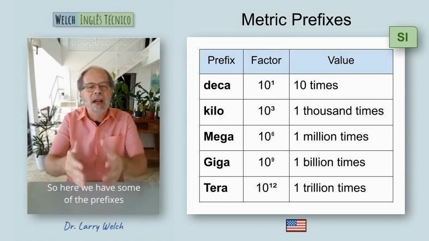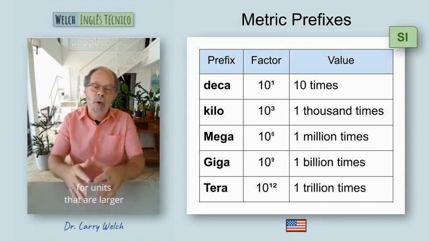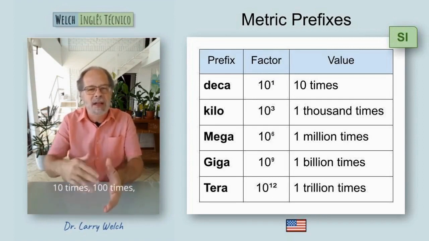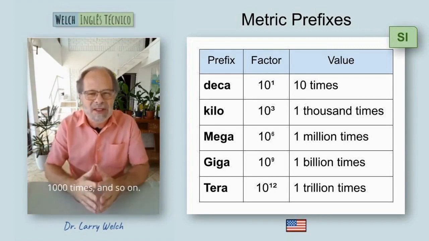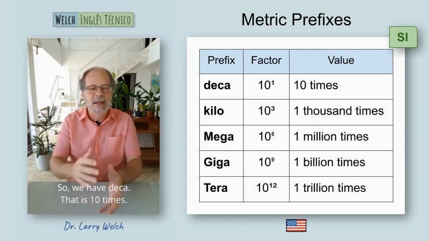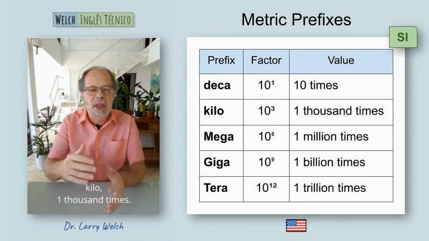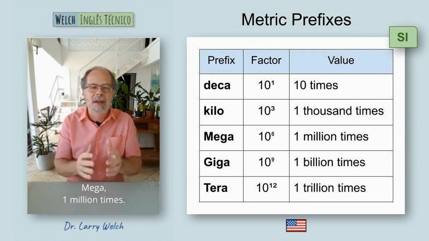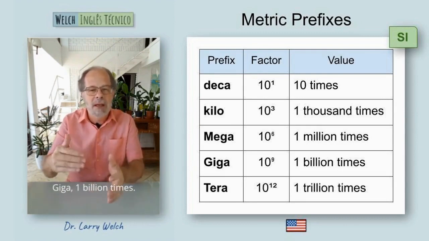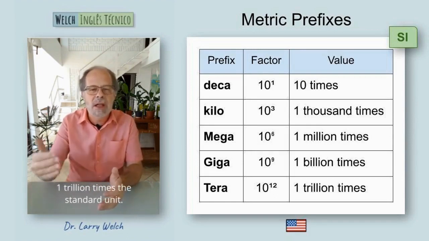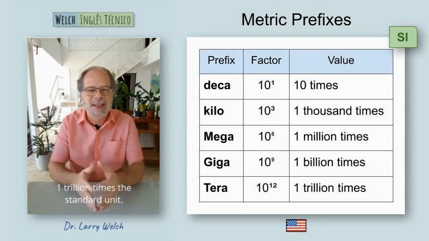So here we have some of the prefixes for units that are larger than the standard, 10 times, 100 times, 1,000 times, and so on. So we have deca, that is 10 times, kilo, 1,000 times, mega, 1,000,000 times, giga, 1,000,000,000 times, and tera, 1,000,000,000,000 times the standard unit.